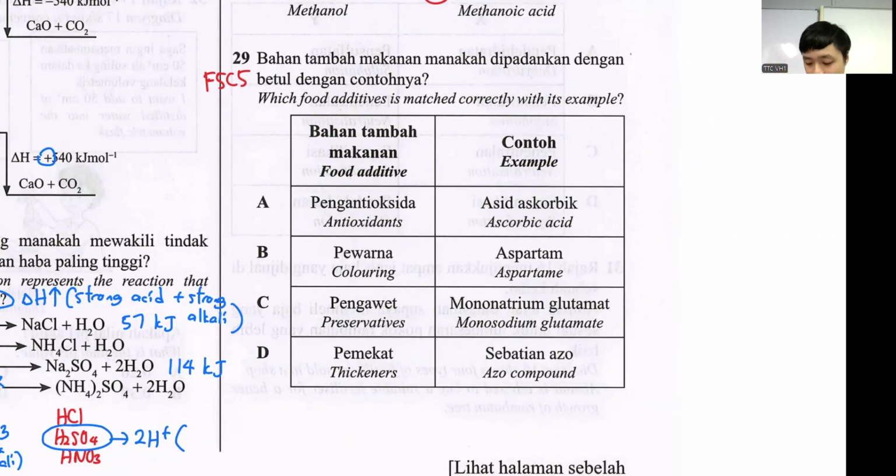Antioxidant: ascorbic acid. Ascorbic acid is vitamin C. Which is correct? A is correct. Okay. Aspartame is flavoring. It's a bit like your Coca-Cola.